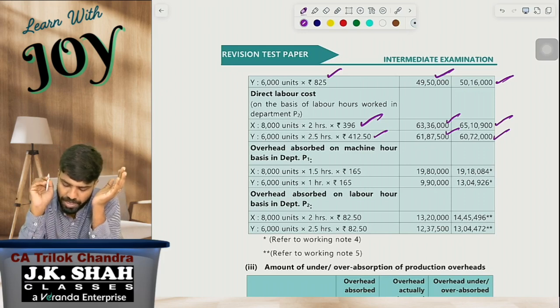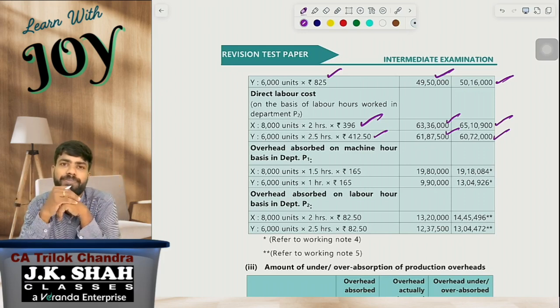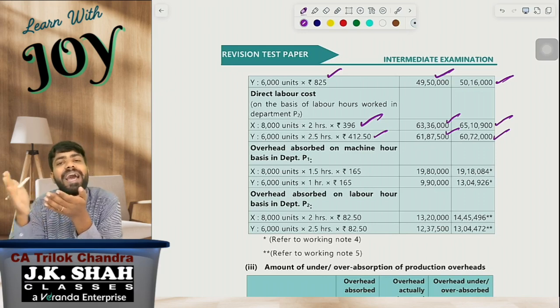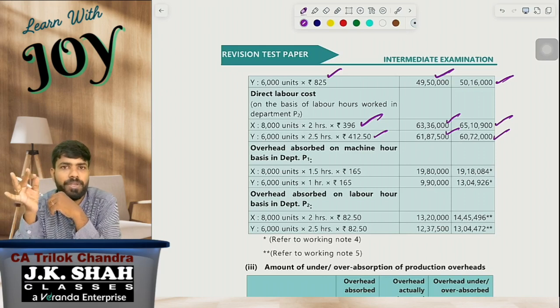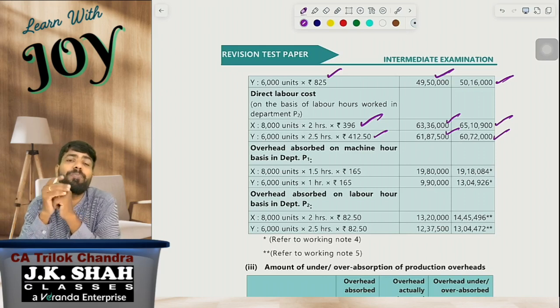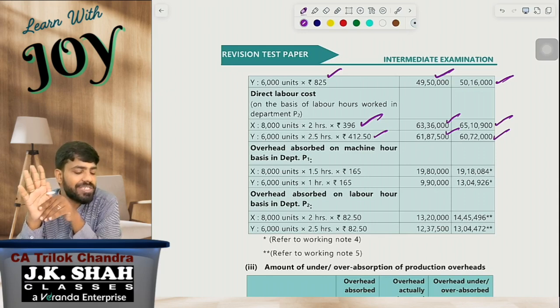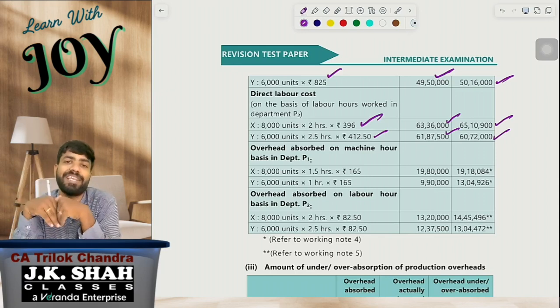Okay, fine. Now it's about overheads absorption. Overheads absorption from P1 department, overheads absorption from P2 department. P1 department is using machine hour rate, P2 department is using labor hour rate, which we already calculated in the first requirement. Now let me discuss P1. P1 is based on machine hours. Actuals is also not given. We need to calculate the actual also.